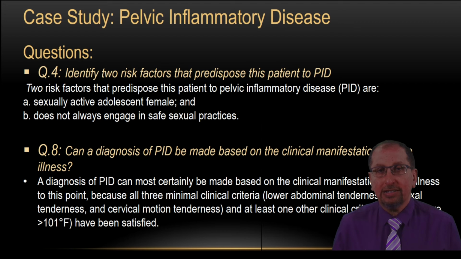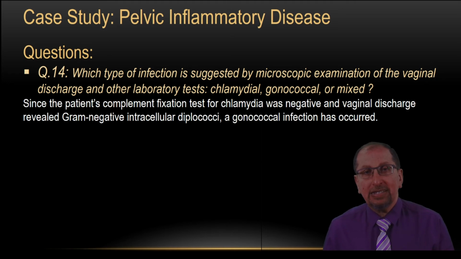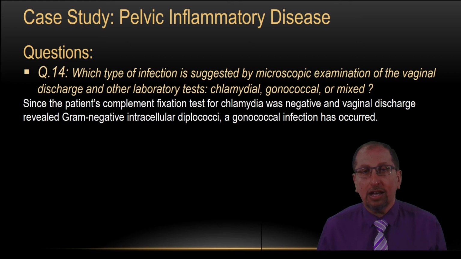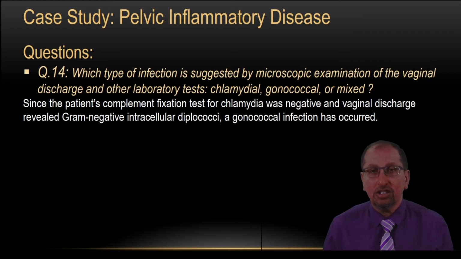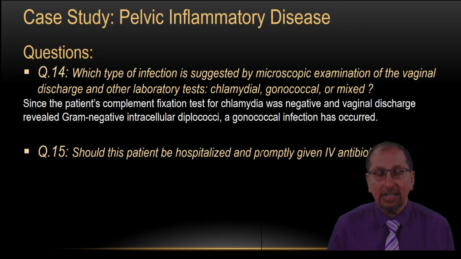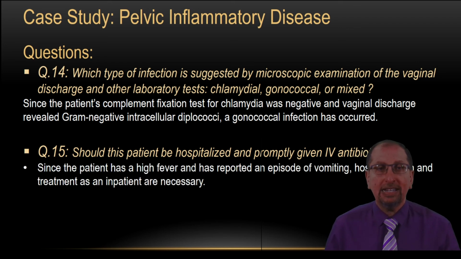Which type of infection is suggested by microscopic examination of the vaginal discharge and other lab tests? Chlamydia, gonococcal, or mixed? Since the patient's complement fixation test for chlamydia was negative and vaginal discharge revealed gram-negative intracellular diplococci, this is gonorrhea. Should this patient be hospitalized and promptly given intravenous antibiotics? What do you think? Since the patient has high fever and has reported an episode of vomiting, hospitalization and treatment as an inpatient are necessary.